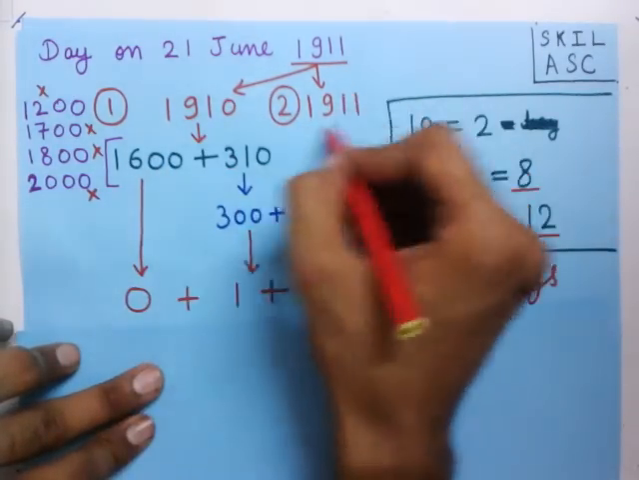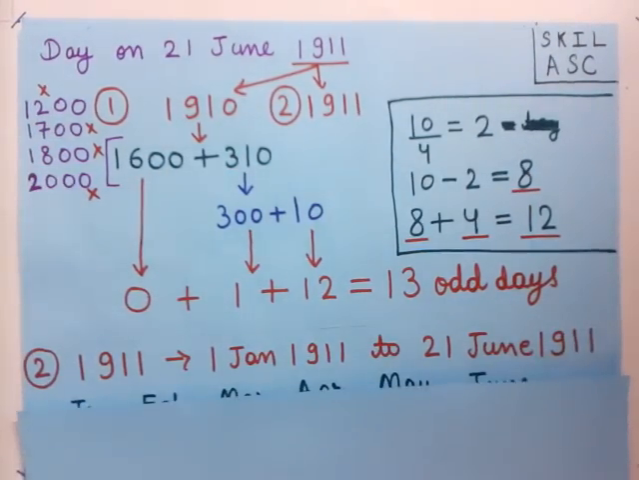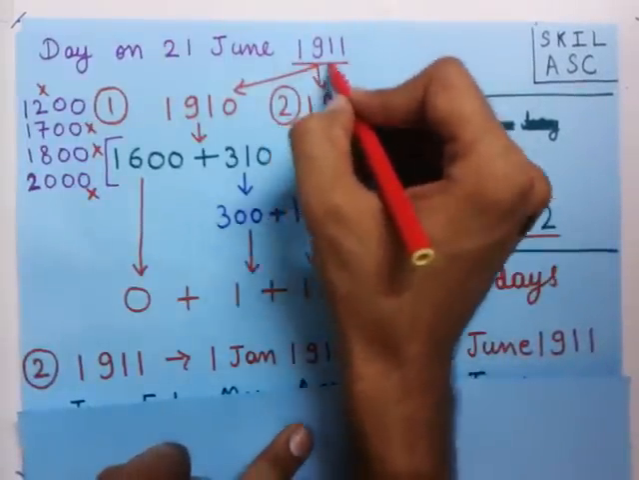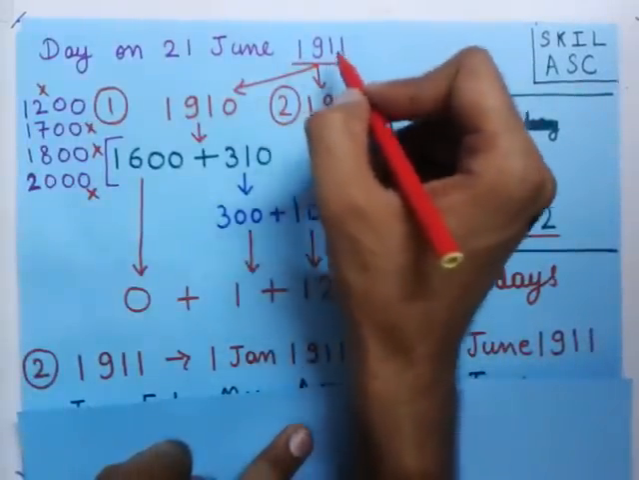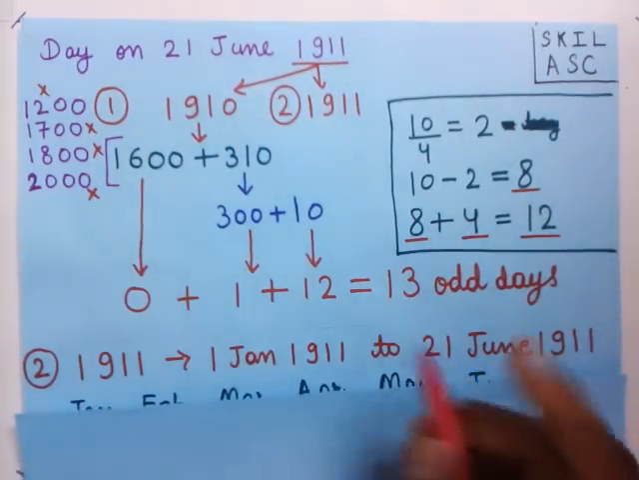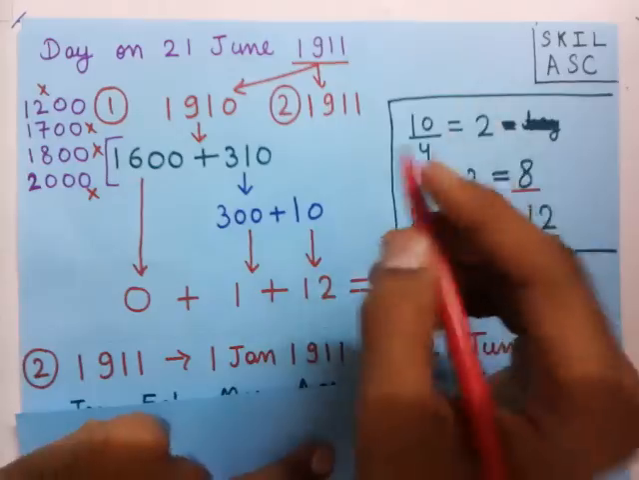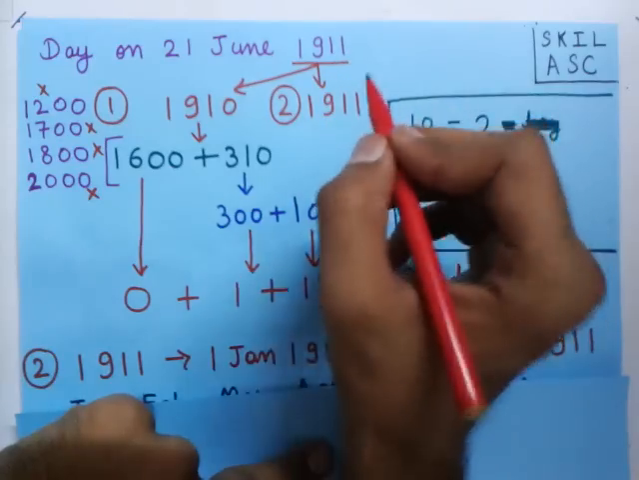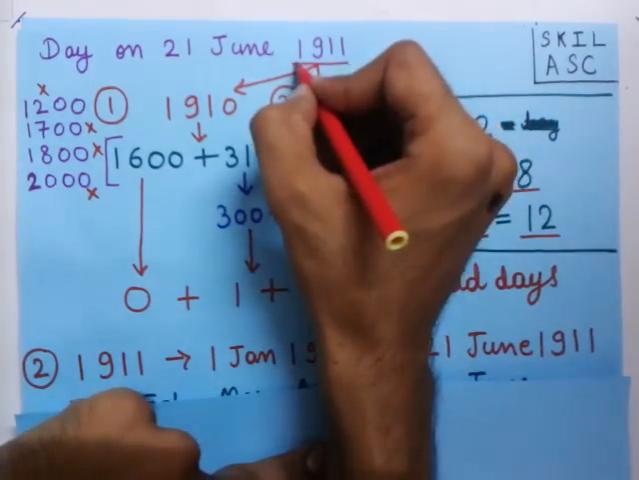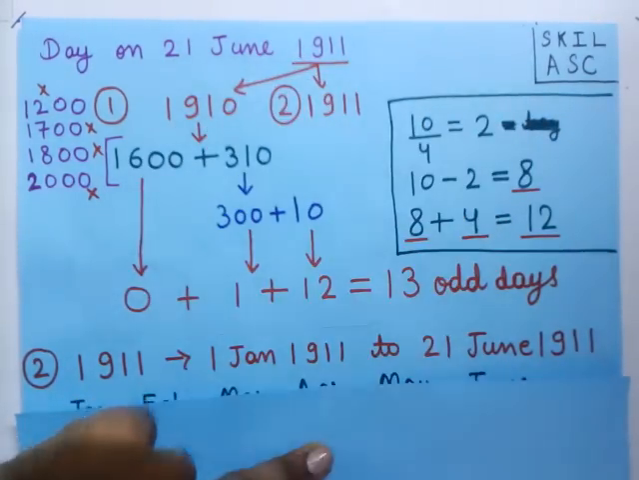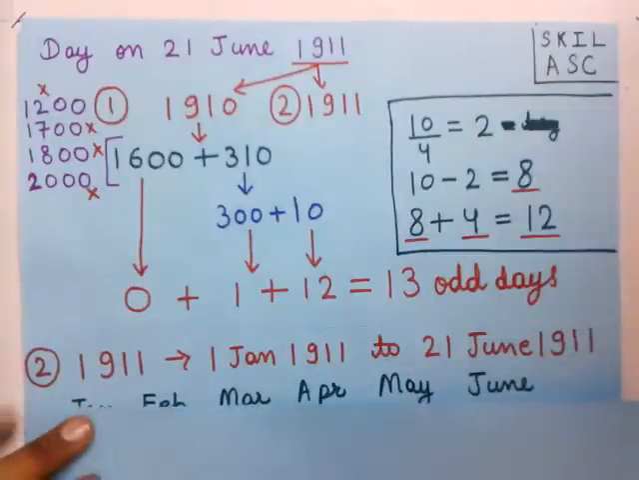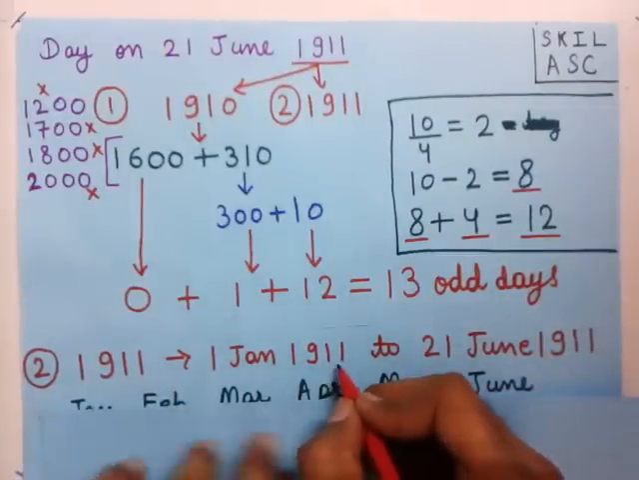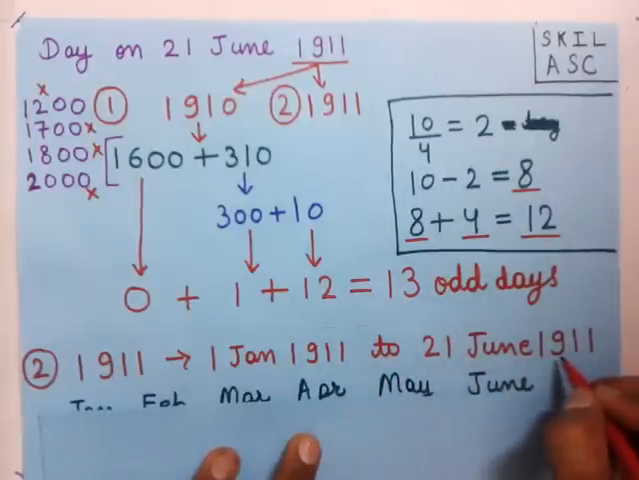Now we come to the second part. Now we will calculate the number of odd days for this given year up to 21st June. You must remember this. I am repeating, you must listen carefully. For this second part, we are going to find the number of odd days for this year up to 21st June. So what I am saying is, you need to find the number of odd days from 1st January of 1911 to 21st June of 1911.